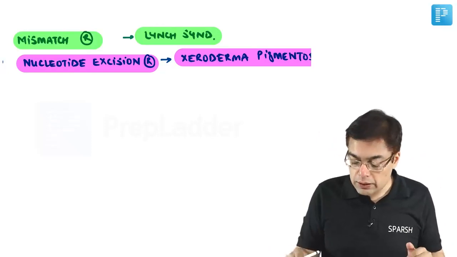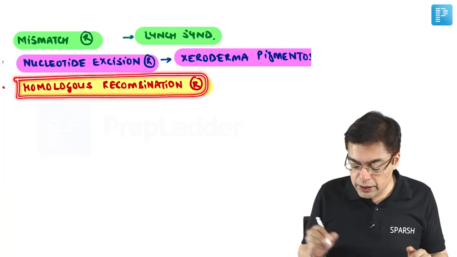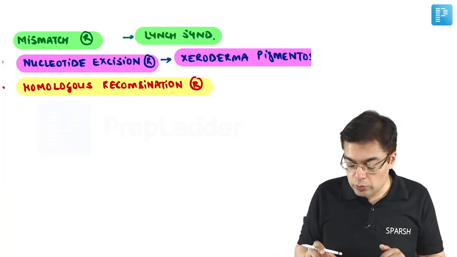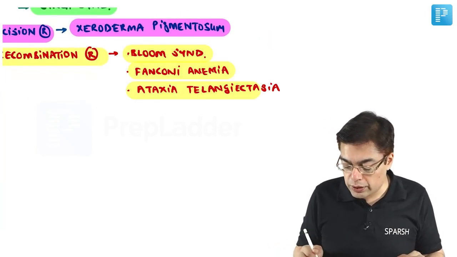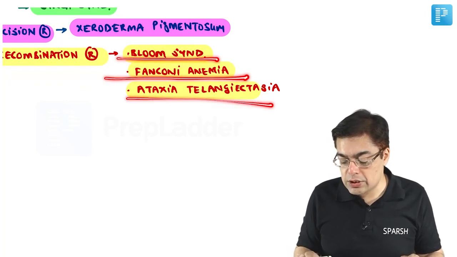The third important category of the DNA repair genes that we need to have an idea about is homologous recombination repair genes. And when we are talking about homologous recombination repair genes, three conditions that you need to be familiar with include Bloom syndrome, Fanconi's anemia, and ataxia telangiectasia.